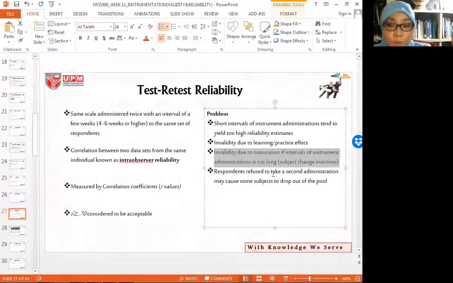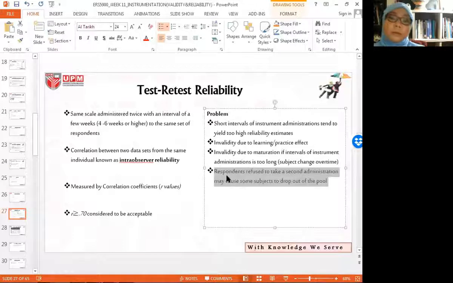Okay, and then a respondent refusing to take a second administration may cause some subjects to drop out of the pool. This is another problem. Because test-retest involves data collection from similar respondents twice, at least twice. So perhaps in the second attempt, the respondent refuses to participate. So the earlier attempt that they answered in the first, we have to drop.